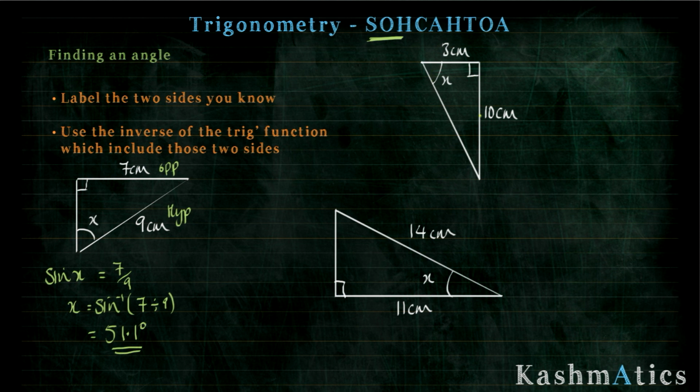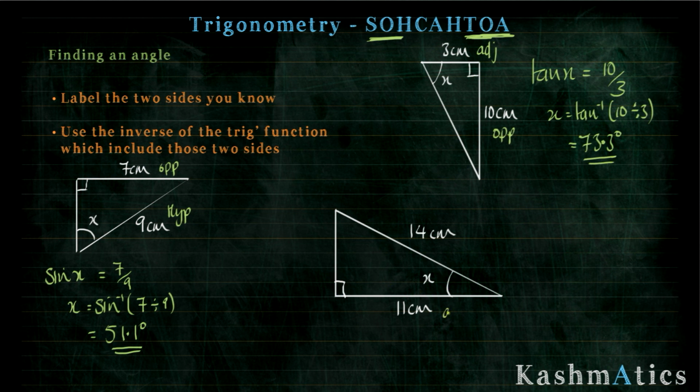Okay, let's do one more over here. This time we've got the opposite side, and over here is the adjacent side. Opposite and adjacent means we use tan. So tan x is the opposite divided by the adjacent, so 10 divided by 3. So x would equal the inverse tan of 10 divided by 3, which equals 73.3 degrees.